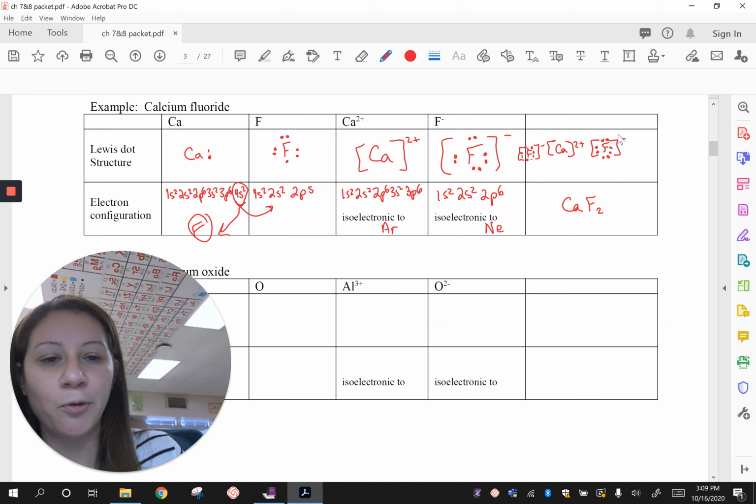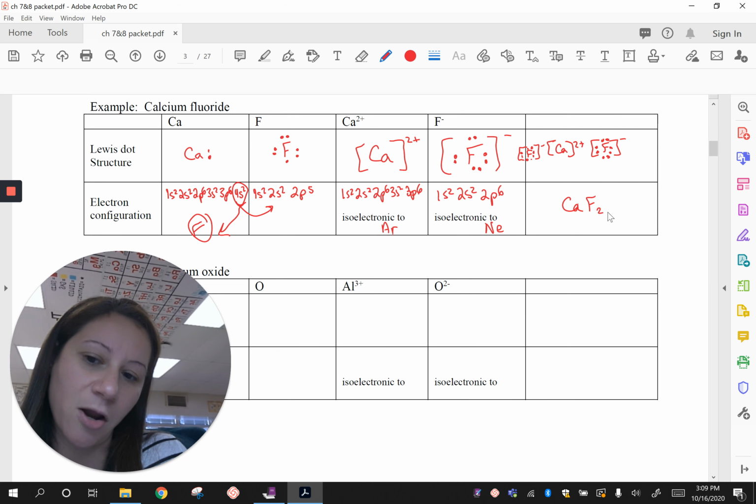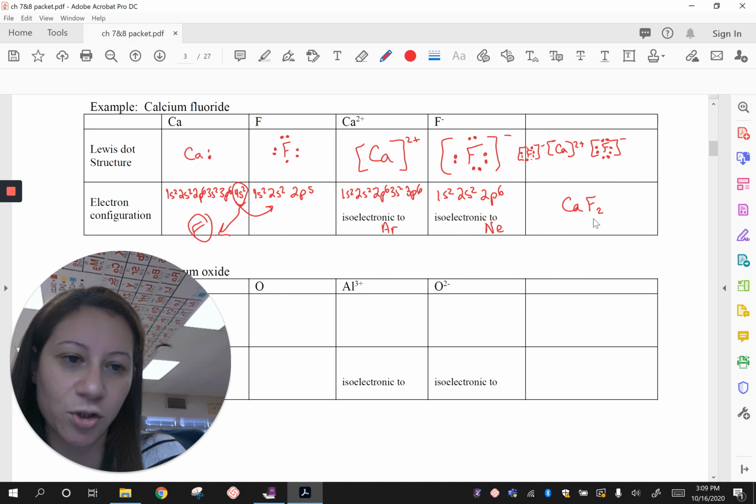When you write your chemical formula, you always write the one that is positive first, like the metal first, and then the nonmetal comes next. So the positive first and then the negative. So CaF2, which is calcium fluoride.